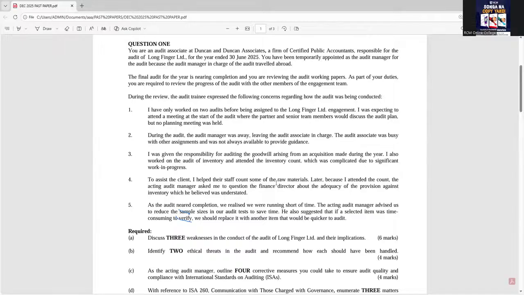Having to question the same inventory, which is in the books of accounts, is like having to review part of what you participated in. So that will end up leading to what we refer to as self-review threat.